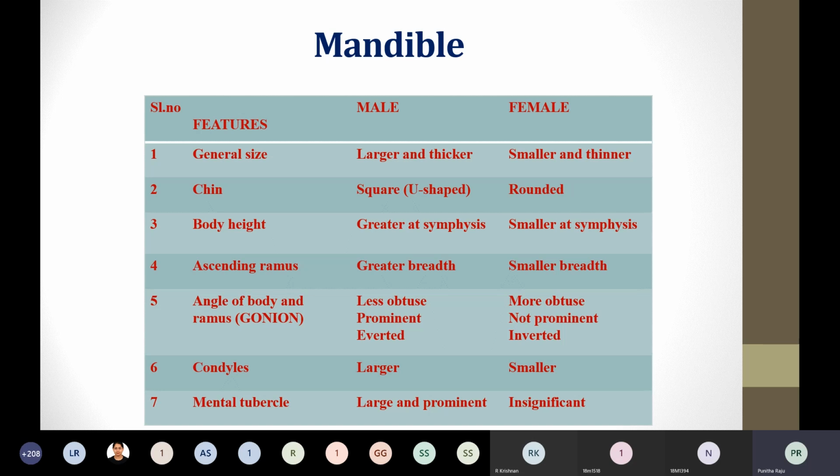So next we will go for the age of the mandible. In the mandible you have studied how to identify the gender, and the next one is the age. The alveolar cavities which contain the teeth are formed around the third or fourth month of intrauterine life. So normally the alveolar cavities appear at the third to fourth month of intrauterine life itself.